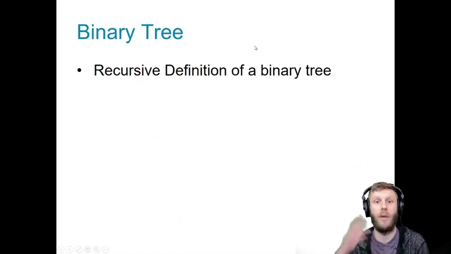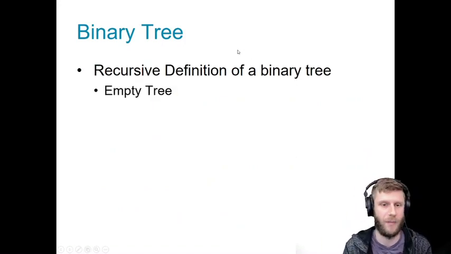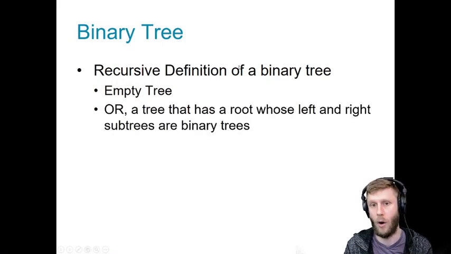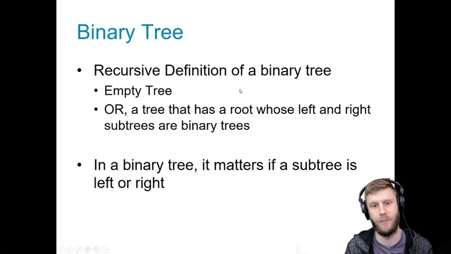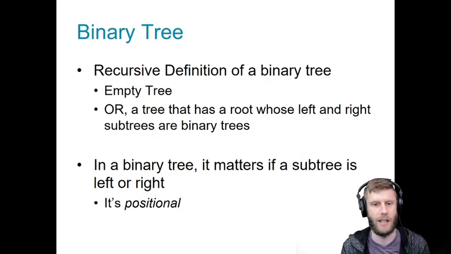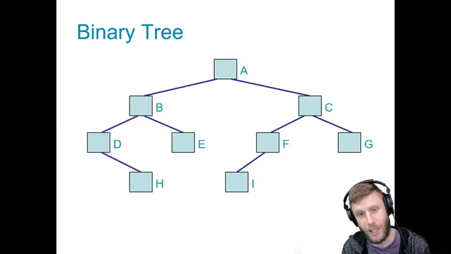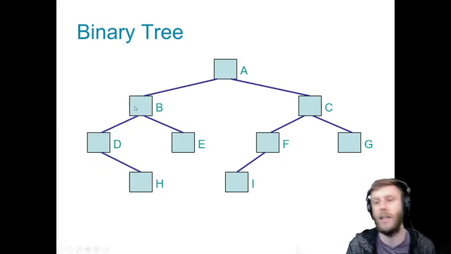So a recursive definition of a binary tree would look something like this. It's either an empty tree or a tree that has a root whose left and right subtrees are also binary trees. And in a binary tree, it matters if it's left or right. I just said that. So it's positional. So here's an example binary tree.